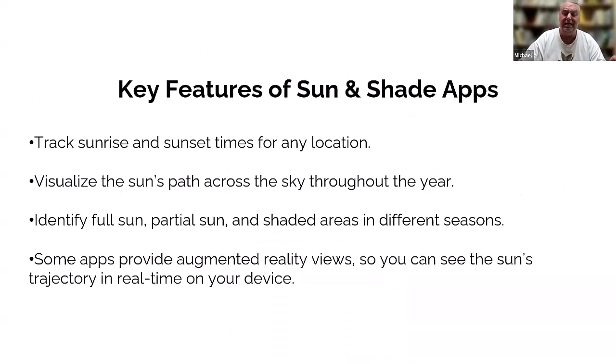So the key features when you're looking at any particular app with regards to the sun is you're looking to track the sunrise and sunset times for your location or for any location. Makes it easy so when you move around, you can take it with you. Visualize the sun's path across the sky throughout the year. Identify full sun or partial sun or shaded areas in different seasons. And some apps actually provide augmented reality views, so you can actually see the sun's trajectory in real time on your device. So as you're moving it through, it's telling you where the sun is going to go at different times of the day before it even gets there, which is actually really cool.